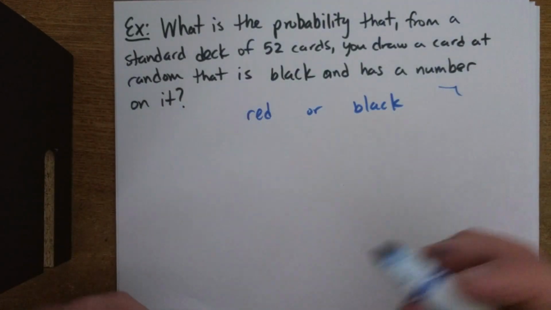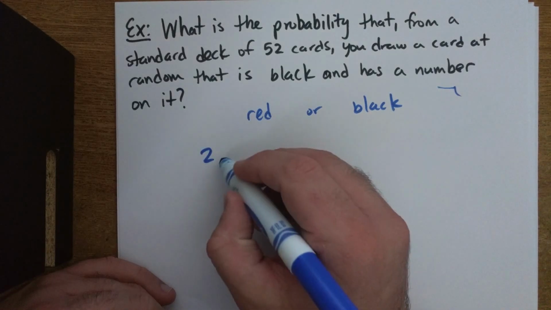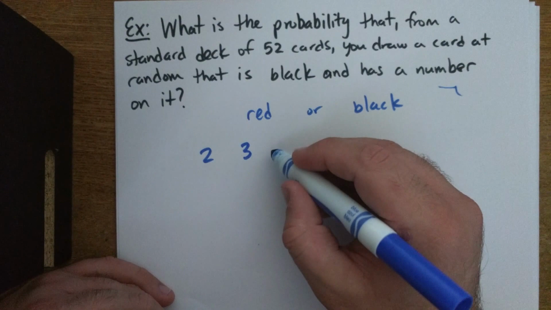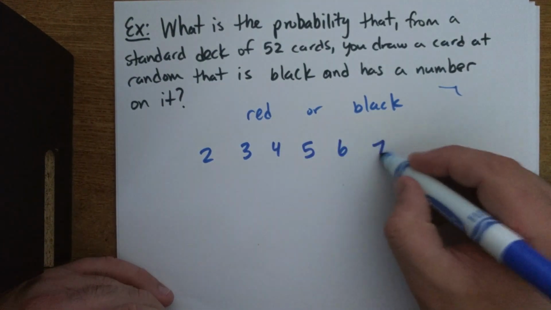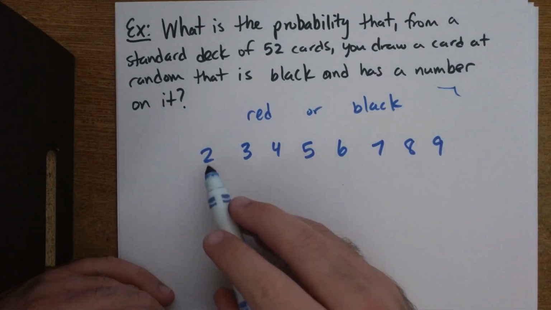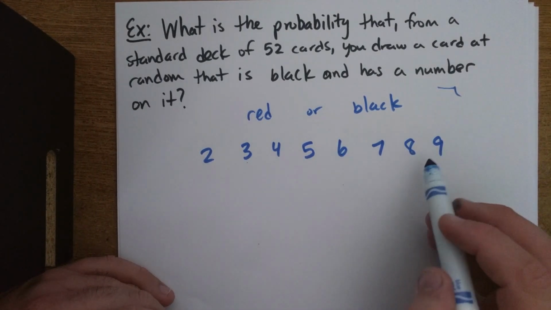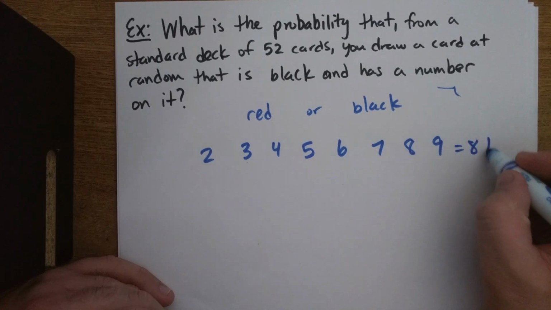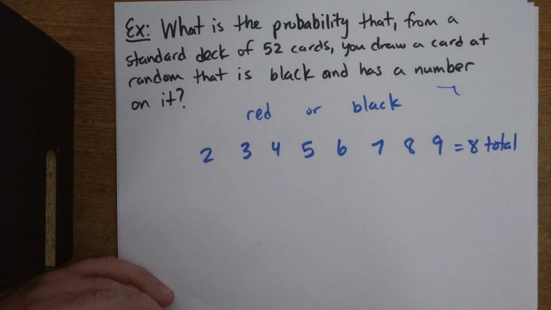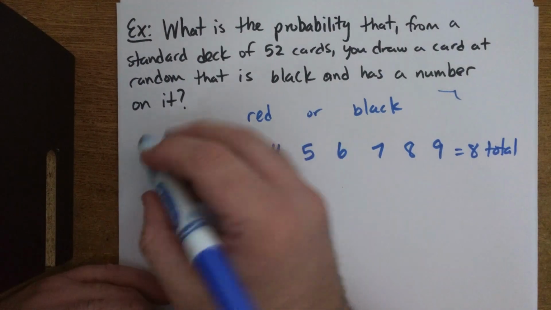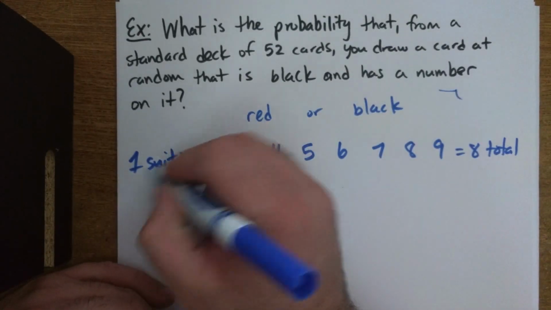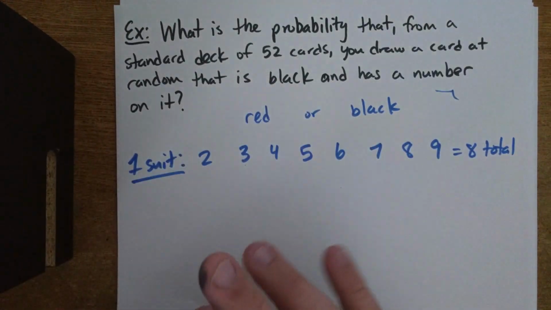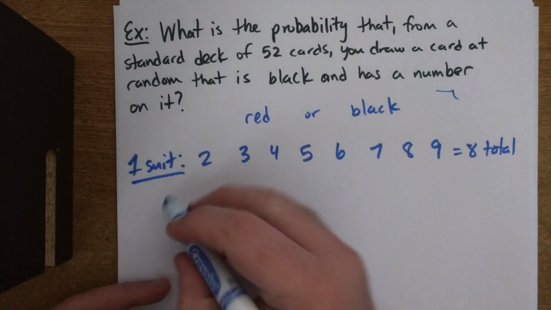So let's think about, with the deck of cards, there's 2, 3. Remember, there's no 1 in the deck of cards, and we're not counting ace as 1. So 2, 3, 4, 5, 6, 7, 8, and 9. So 1, 2, 3, 4, 5, 6, 7, 8. So there's 8 total. And that's for any one suit. So this is for any one suit. For example, like clubs. But how many black suits are there? There's 2 black suits.